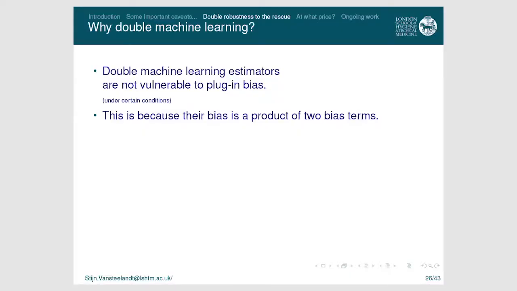So why double machine learning? Well, the good thing is that they are not so vulnerable to this plug-in bias. Plug-in bias, again, originates from the fact that the machine learning was designed to give predictions, but was not designed to give treatment effects with low bias.